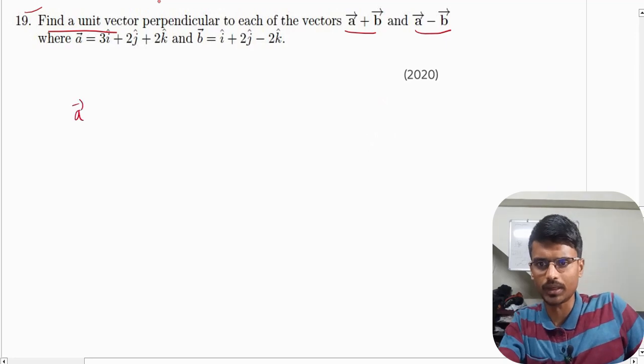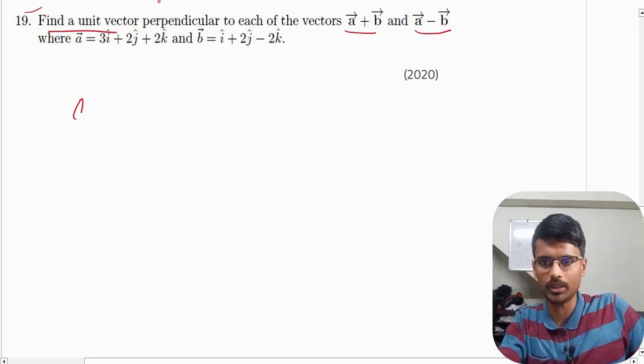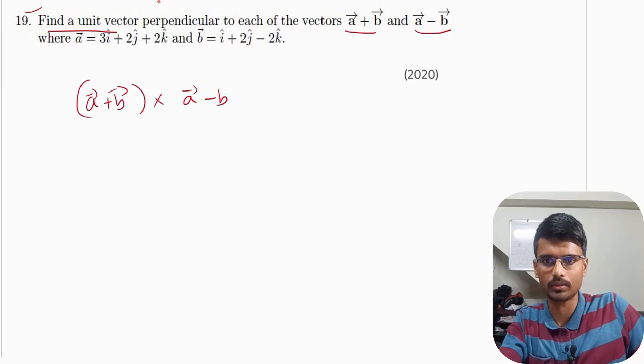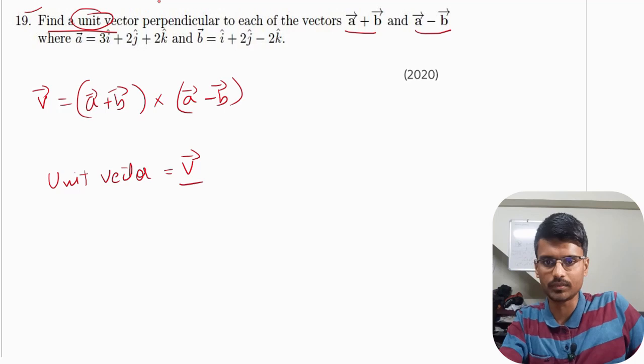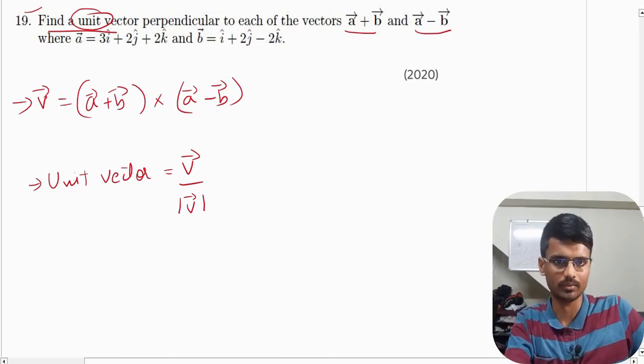So I need to find (A + B) cross (A − B). Once I find this, I'll get some vector V. As they are asking for the unit vector, we need to find the unit vector. Unit vector is nothing but the vector divided by its magnitude. So the first step is to find the cross product, the second step is to find the unit vector, and you will get the answer. Okay. So you can solve this and tell me in the comment section.